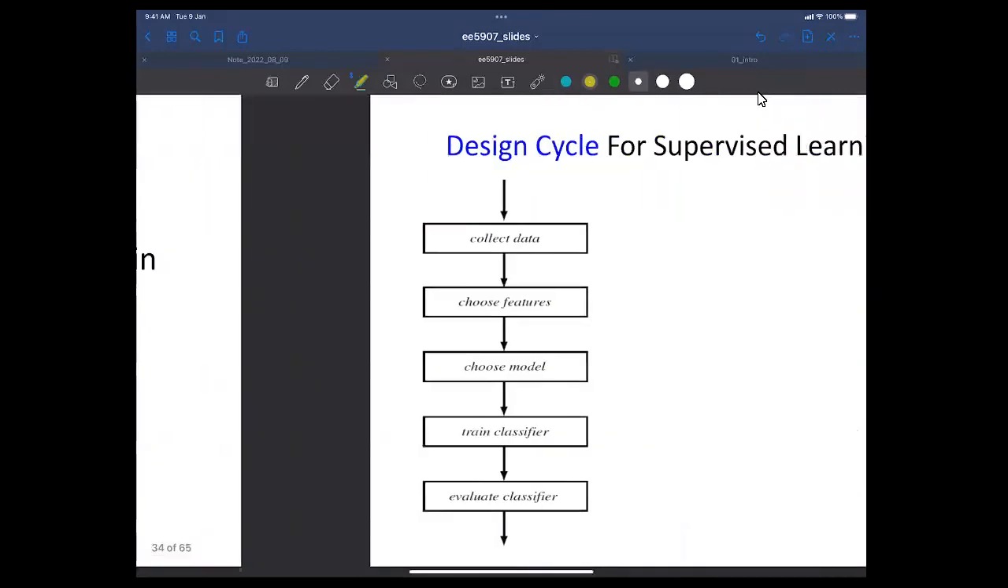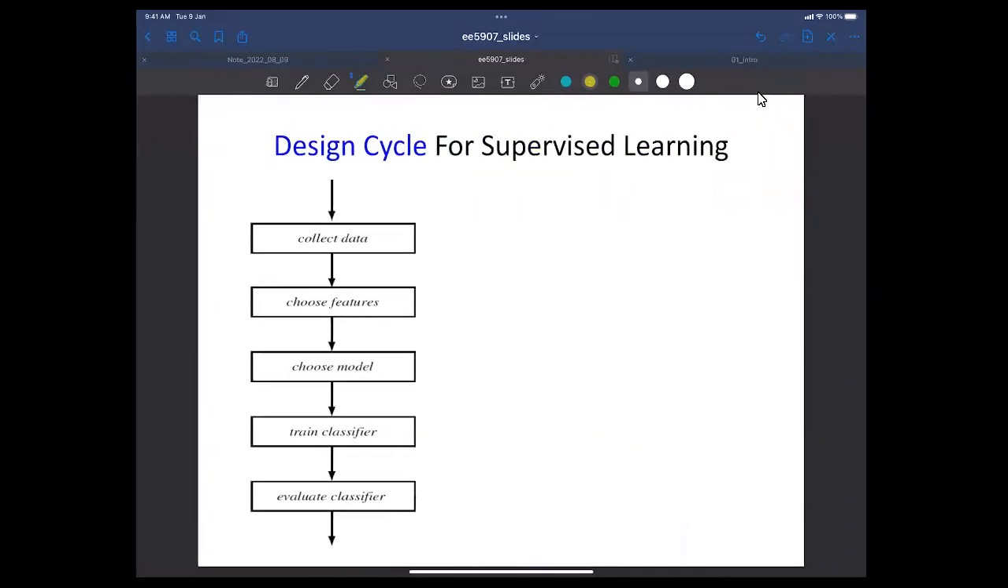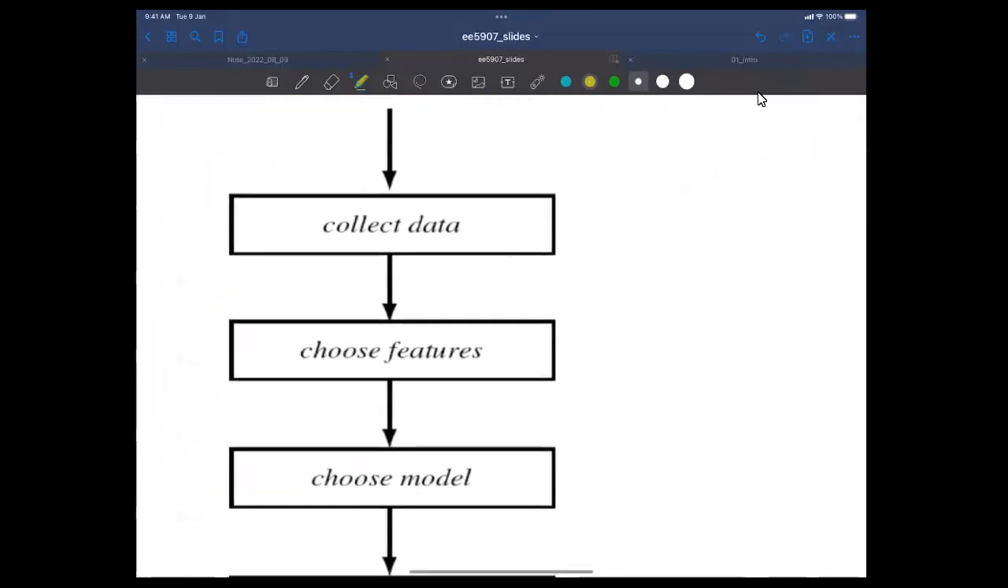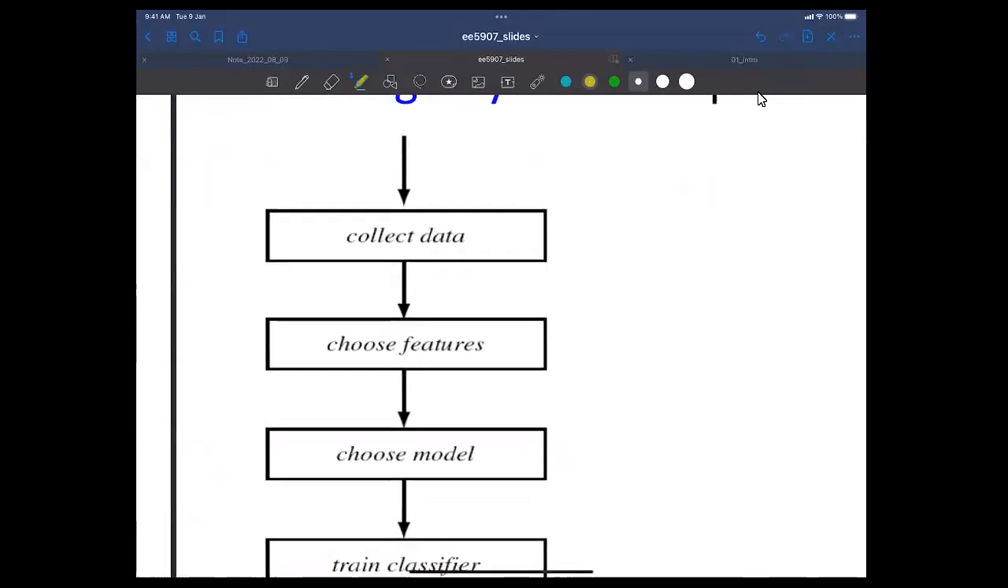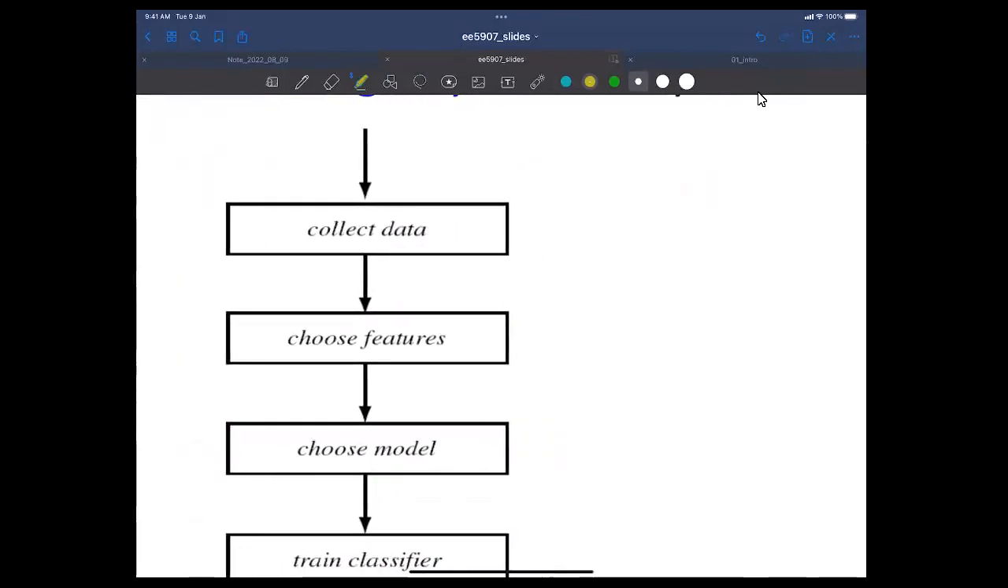Right, some background here. This is something that I didn't bring up before. There is a design cycle in machine learning, especially in supervised learning. First of all, you need to collect data. That is the first step. Then the second step is to choose the features. We talked about features for the case of oranges and apples, in terms of color and shape, right? So it's called a feature. You have to choose the feature. It means that it's a handcrafted feature. You have to decide the feature.